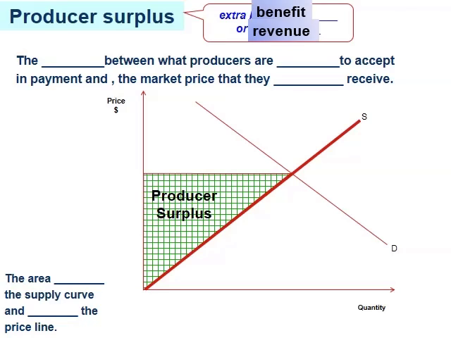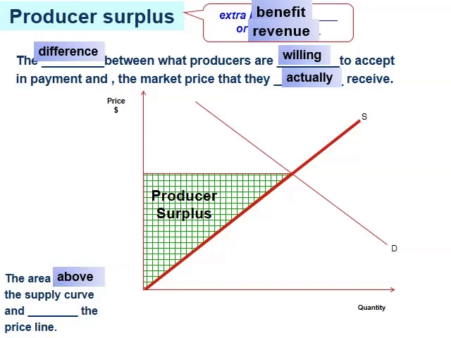And so we define it, and again it's a good one to memorize: the difference between what producers are willing to accept in payment, in other words the price they're willing to sell, and the actual price they receive. You can see in the diagram the producer surplus is the area above the supply curve and below the price, the market price that's set.